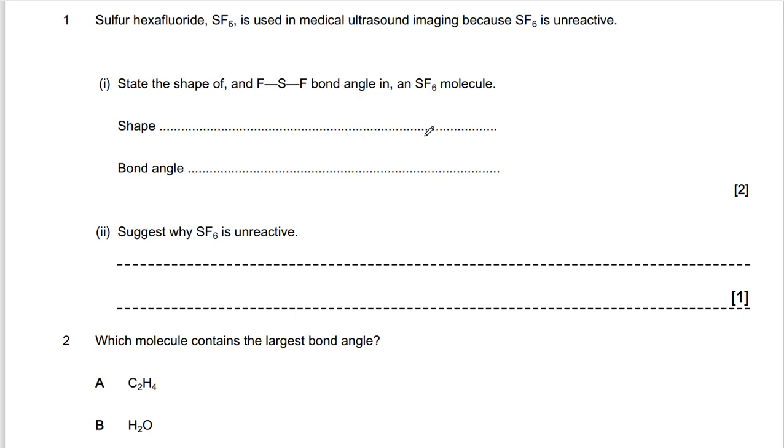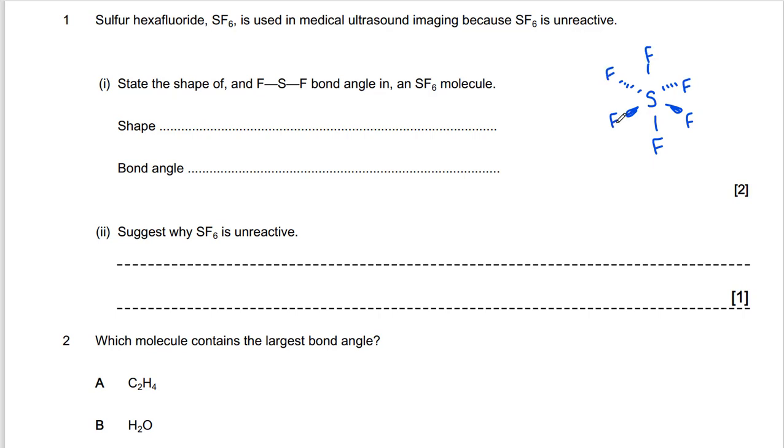So first question, sulfur hexafluoride, SF6. State the shape of and the bond angle in SF6. This is about as easy as the questions you could ask. You've got sulfur bonded to 6 fluorines. Now, if you did a dot and cross diagram here, you'd find sulfur has far too many electrons, but that's okay because it can have an expanded octet.